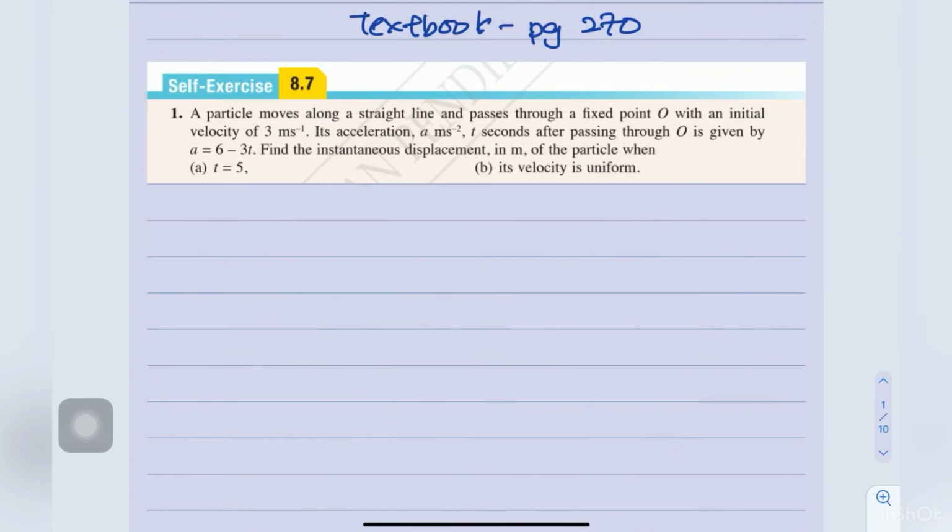Hi, Assalamualaikum. In this video, we are going to do all questions from self-exercise 8.7, topic of kinematics of linear motion. Okay, question number 1.